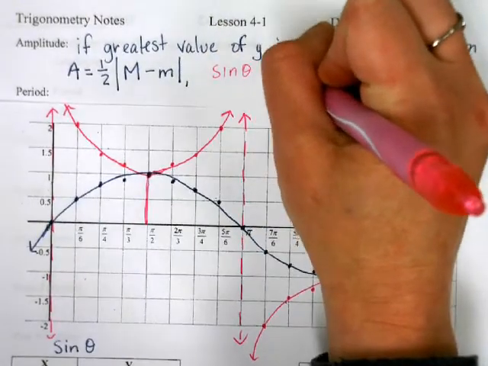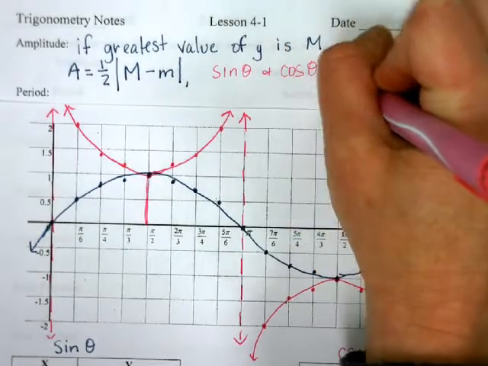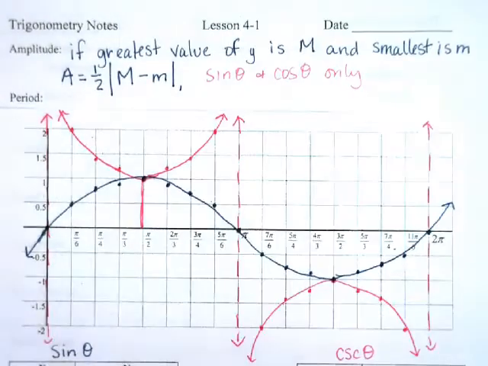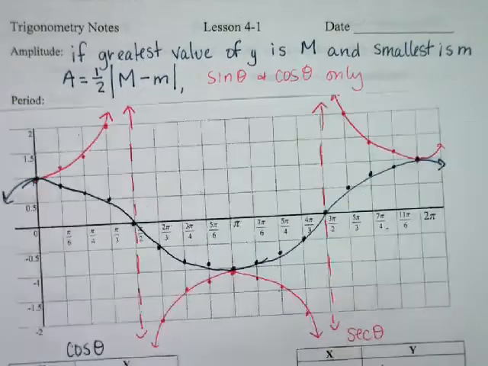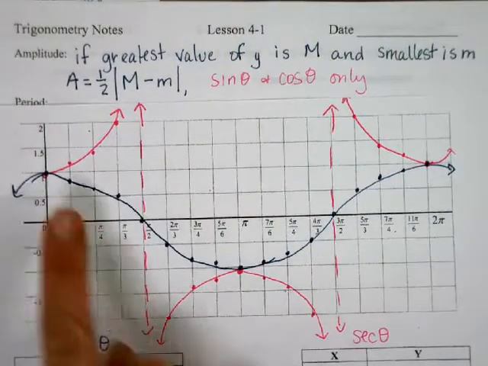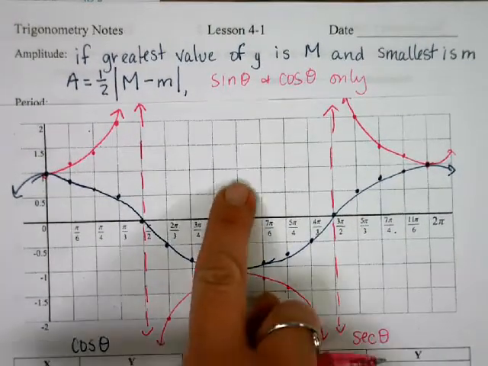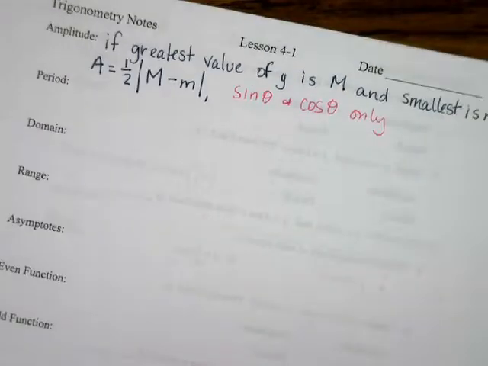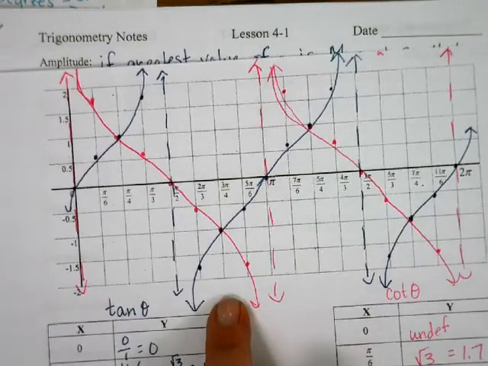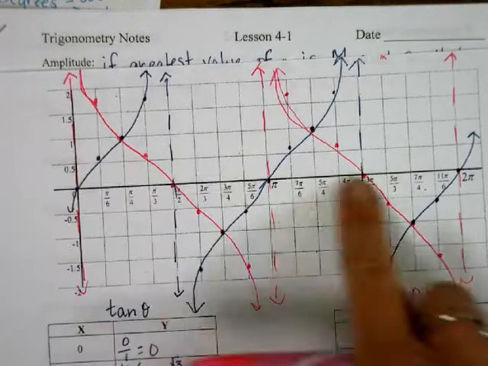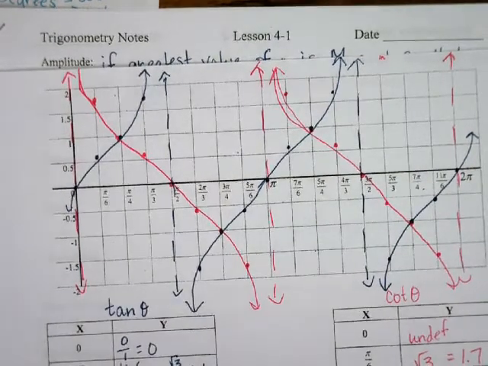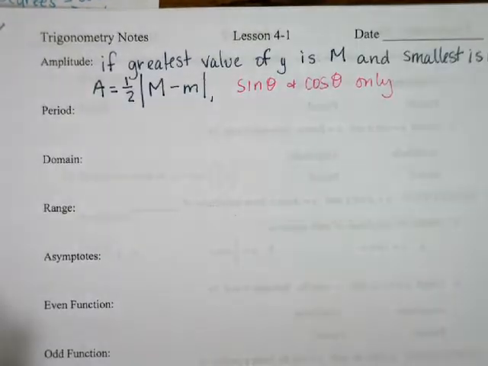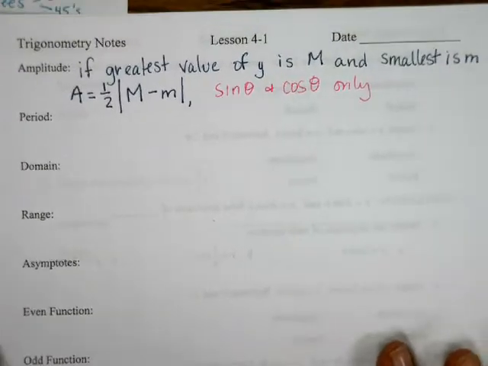Okay? Here's cosine, so you can see that. There's my biggest value. There's my smallest value. So my amplitude is half of the distance between the two of them. Look at tangent and cotangent. There's no maximum or minimum value, so I can't do that. Okay? The period is the positive value when the graph returns to its starting point. When does the graph start over?